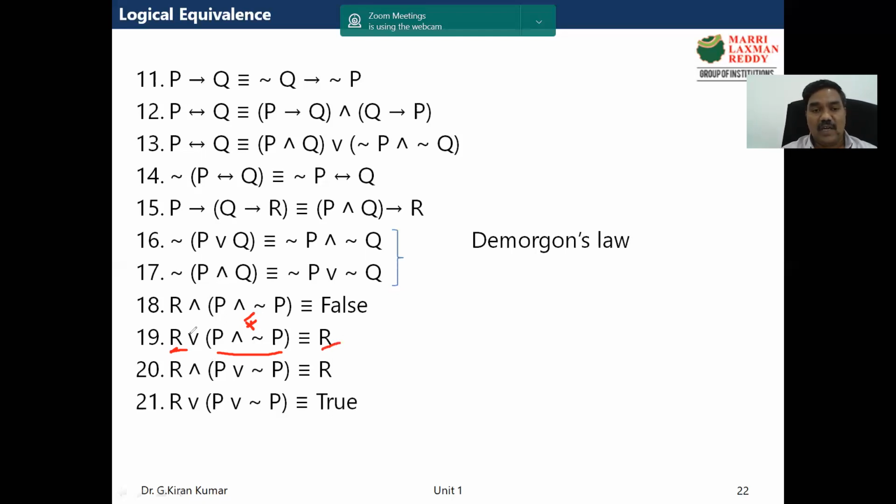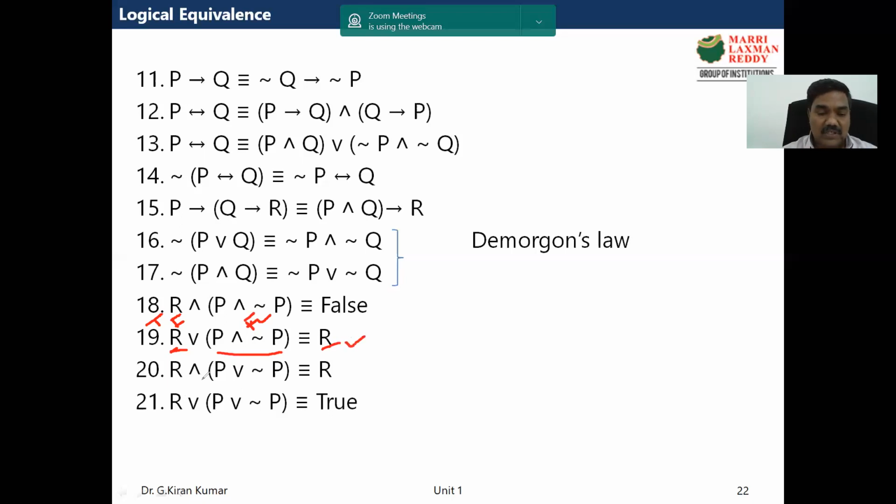That means if R is false, then the complete expression becomes false, because this is already false. So false or false is false. Suppose R is true, then the complete expression becomes true. Therefore, (P and negation of P) or R is logically equivalent to R.